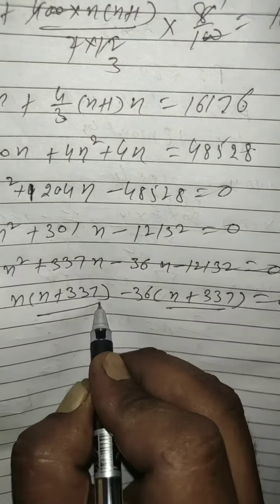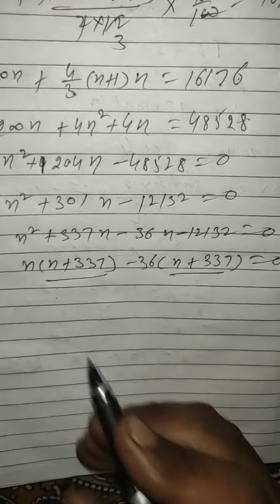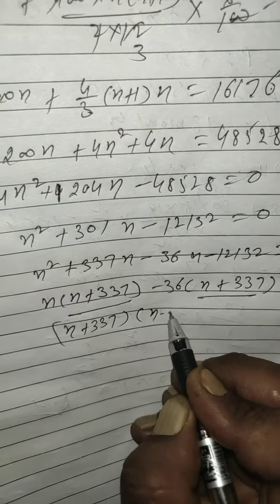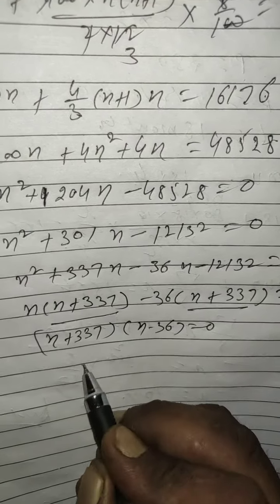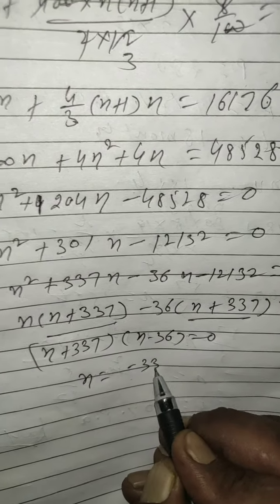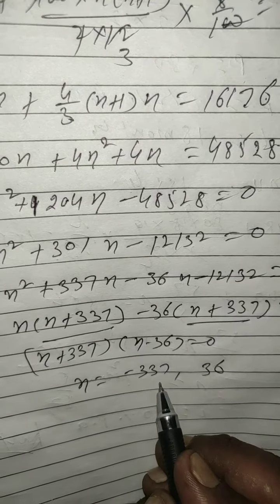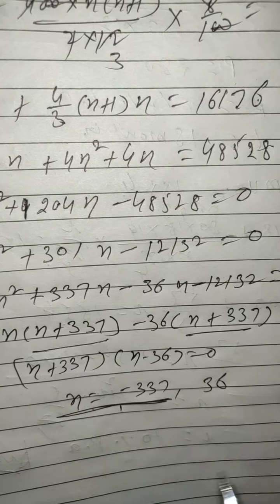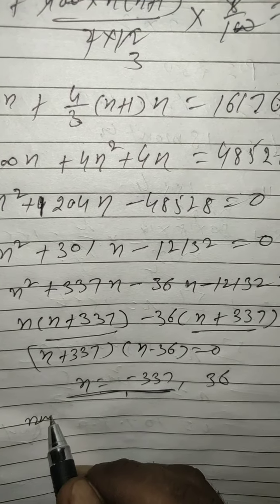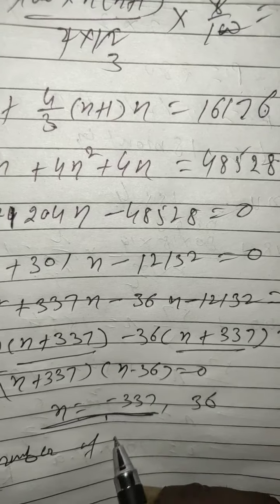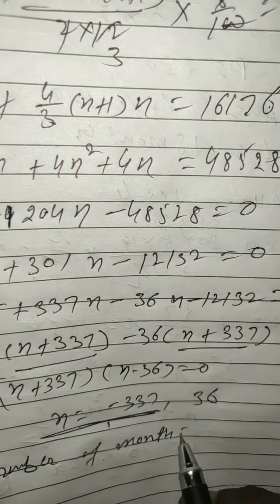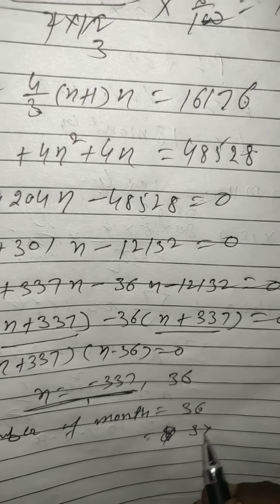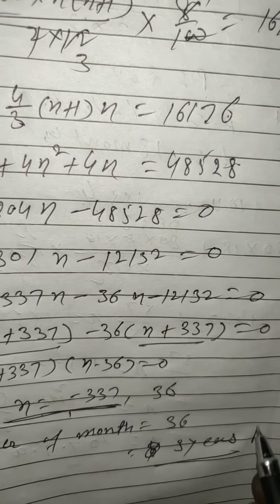If these two brackets are the same, it means your factorization is correct. Then it will be (n plus 337) into (n minus 36) is equal to 0. N will be equal to minus 337 and 36. The months cannot be a negative value, so we will cancel this one, and then the number of months is 36, which means 3 years. That is your answer.